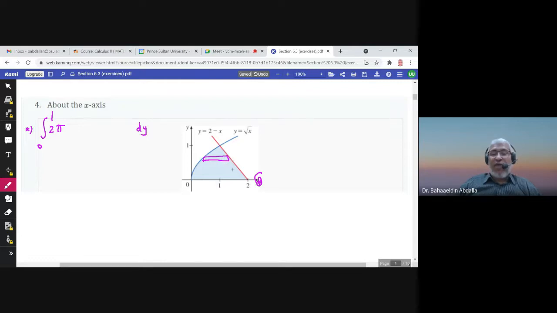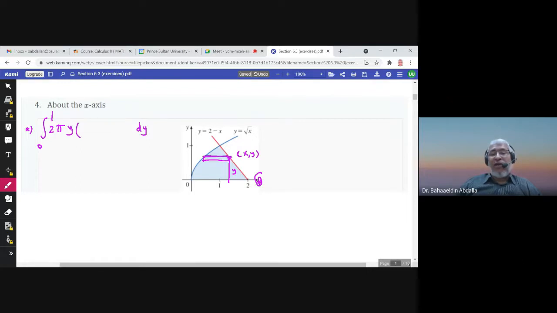When you rotate this about the x-axis, this would be the radius. And this radius is just the y coordinate of this point, x, y. So it's the y coordinate, so it's y. The radius of the cylindrical shell is y, times now the length of the cylindrical shell. Well, the length is this curve, the line, minus this curve. How to find this distance? This one minus this one.